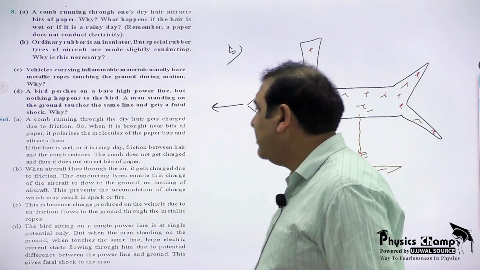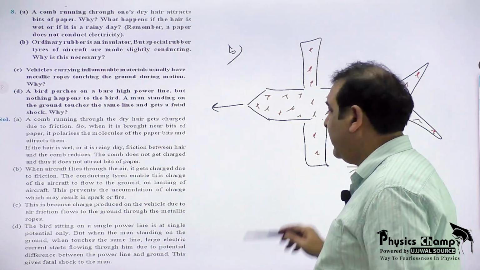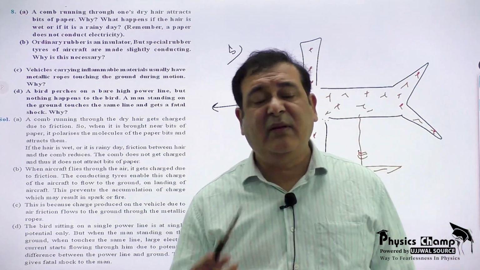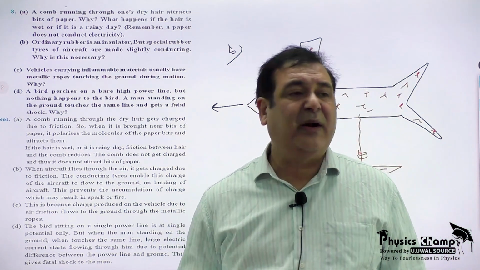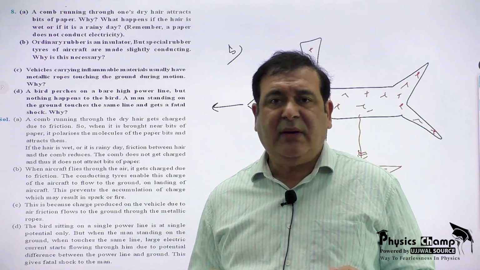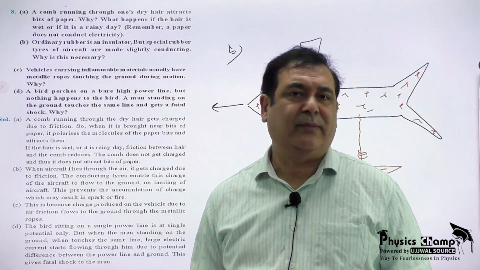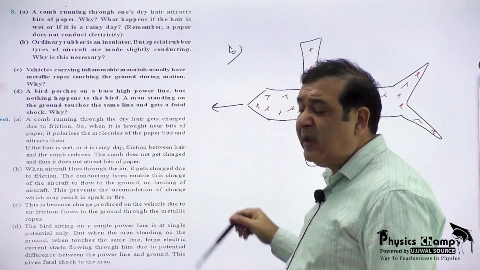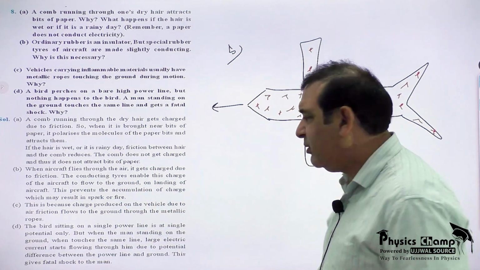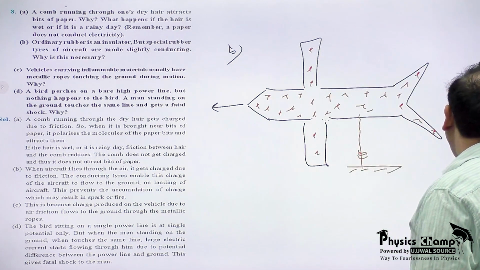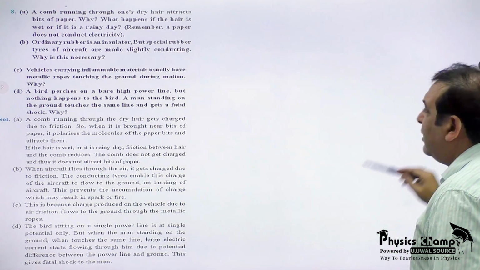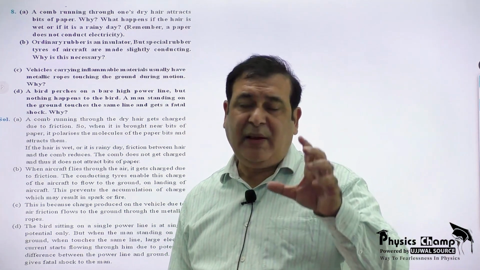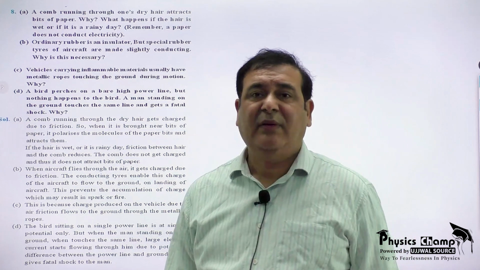So what is done is that the wheels are made conducting. The rubber tires are made conducting. Although rubber is an insulator, it is made conducting specially, so that whenever this rubber tire touches the ground, the whole charge of the plane gets leaked into the ground through those rubber tires. Thus, when anybody is getting down from the plane, they don't get a heavy shock, and there is no sparking between the plane and the ground when the plane is stable.